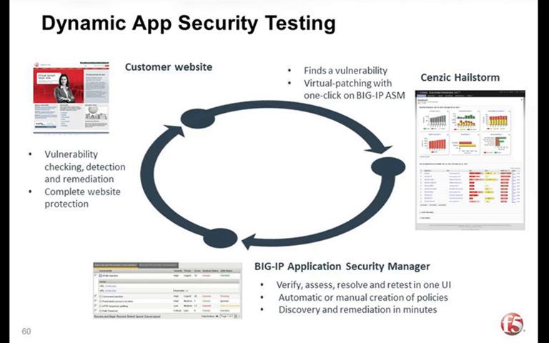And so this dynamic app security testing, the integration between BIG-IP ASM and Cenzic, offers complete website protection. It gives you vulnerability checking, detection, and remediation. Basically, Cenzic will find the vulnerabilities, and with a single click, you can create, either automatically or manually, a policy on BIG-IP ASM to then remediate and protect against those vulnerabilities. So let's start the clock.